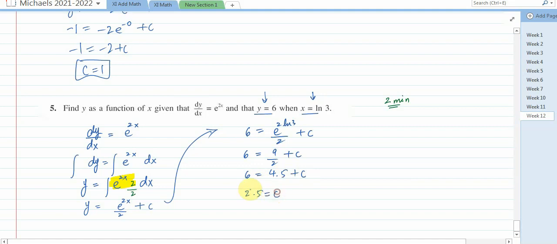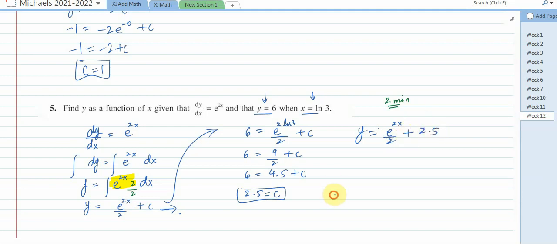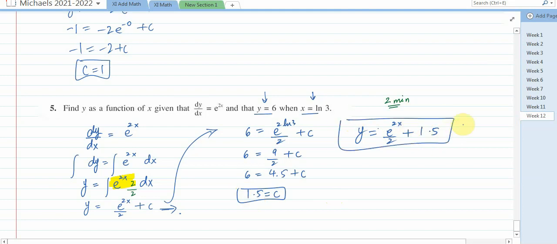Now my final answer will not be this one. We are going to use this equation. So y is equal to, not this one, this one. y is equal to e to the power 2x upon 2 plus c, where c is 2.5. Alright, and again 6 minus 4.5 is 1.5. So the answer is 1.5, and that is your final answer.